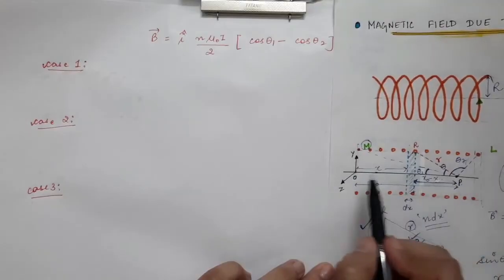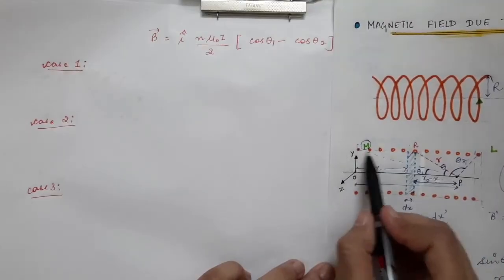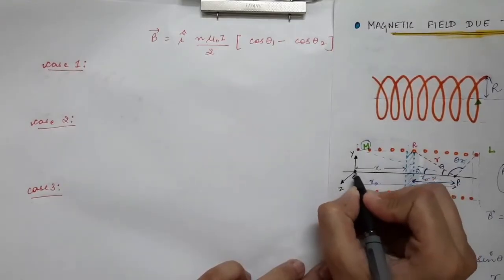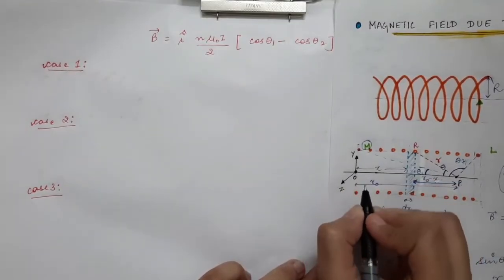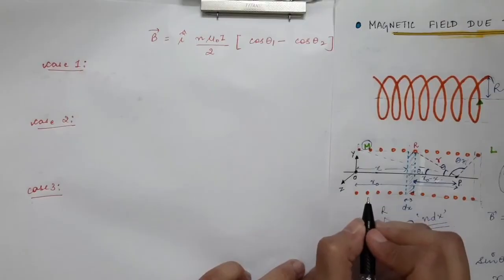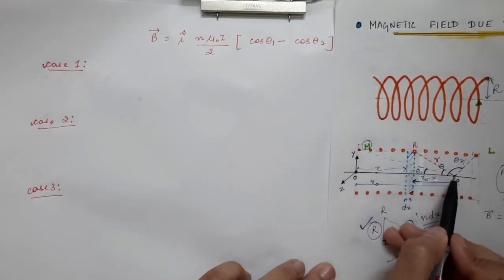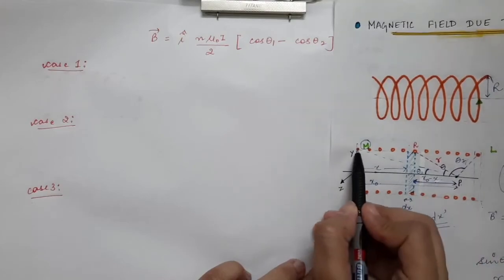So when this P point is present over here and this solenoid is infinite, the observation point is present over here, now what will be the limits of theta? As you can see, theta 1 is the angle which is made by this P with this point.